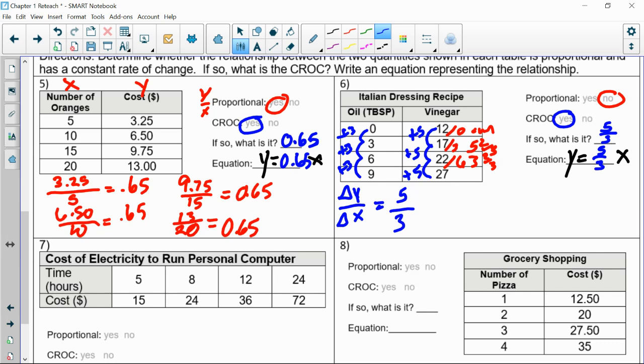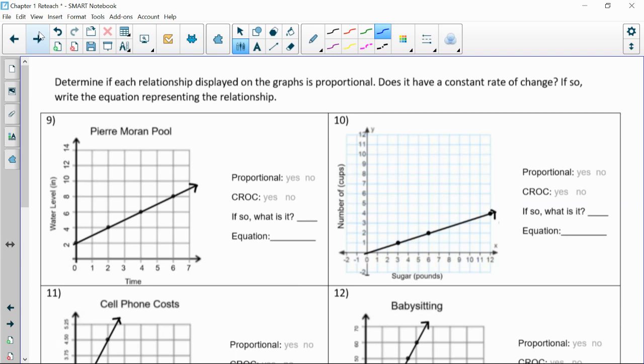All right, scroll or flip over to your next page. Determine if the relationship displayed on the graph is proportional. Does it have a constant rate of change? If so, write the equation representing the relationship. All right, so we have to look. What are the criteria to have a proportional graph?